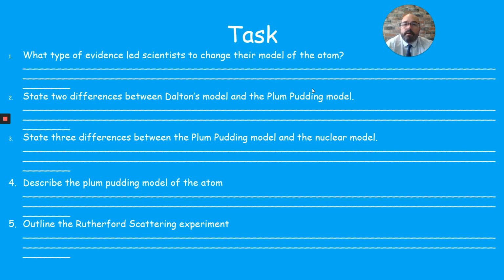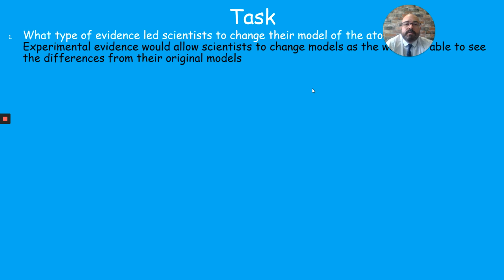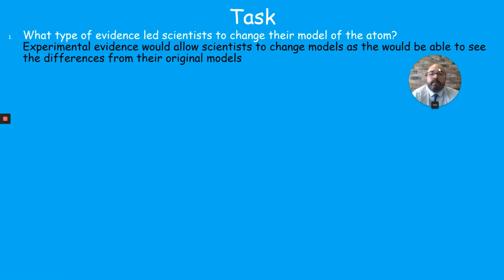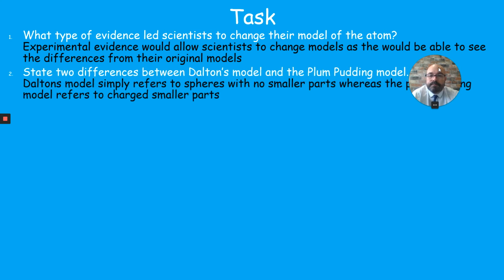Okay, we'll take these one at a time then. So the first question, the type of evidence that leads scientists to change their model of the atom, it's all about experiments. It's a very generic exam style question, this. They like to ask what type of evidence, and all they're looking for is experimental evidence. The fact that we're scientists, we do experiments, we come up with models, and we look at differences and we see if we can improve or change a scientific idea or construct.